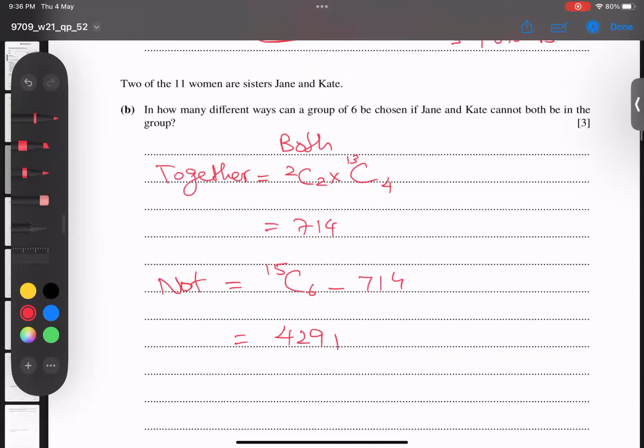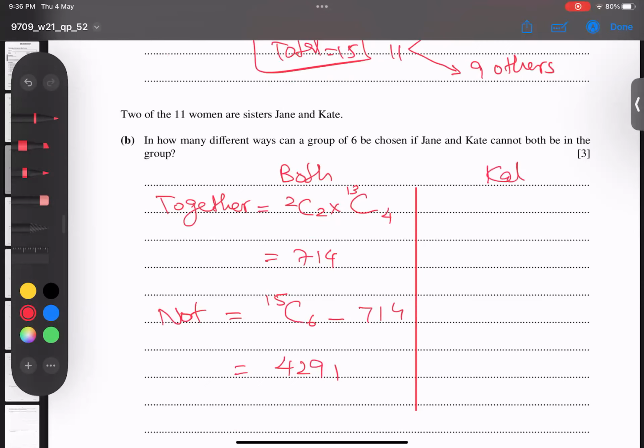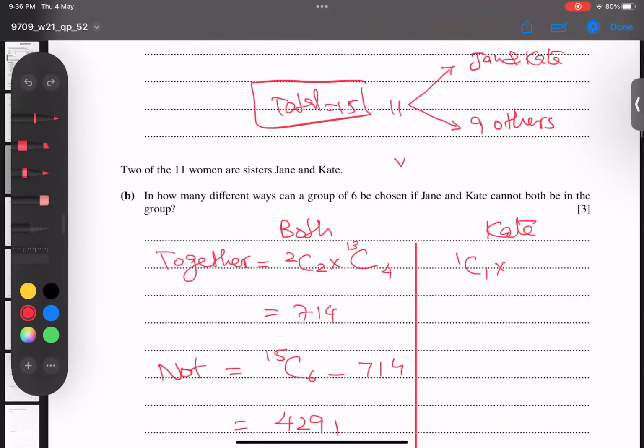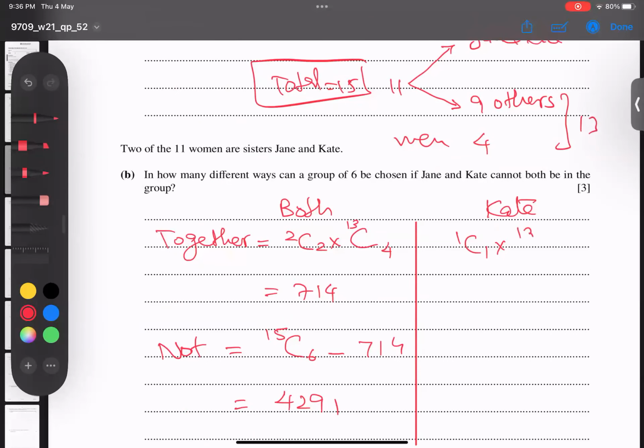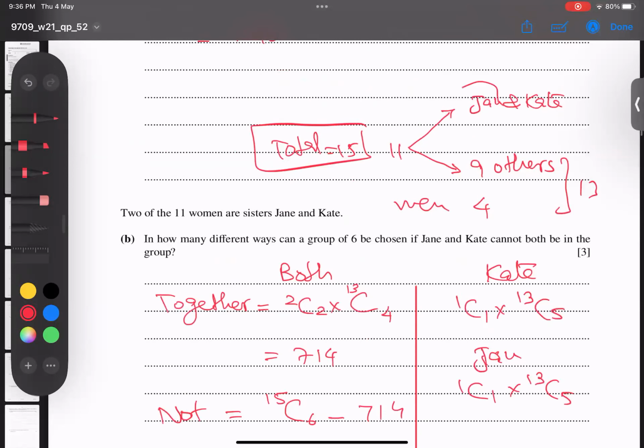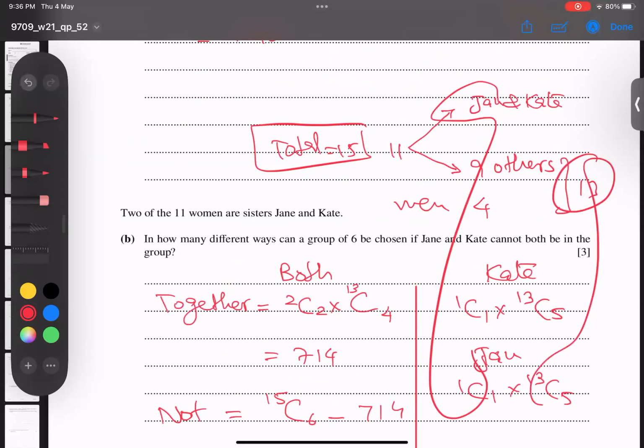Second option we have, if for example I take Kate. So 1C1 is for Kate. Jane is not there. So from this 9, and how many men are there? 4. If I add them, it becomes 13. From 13, I need 5 more. This is one option. If Jane is there, 1C1 is Jane, and now I need again 13C5. The reason is that this time Jane came, and from 13 I need 5 to make it 6 total.